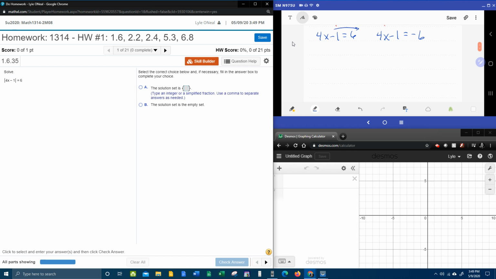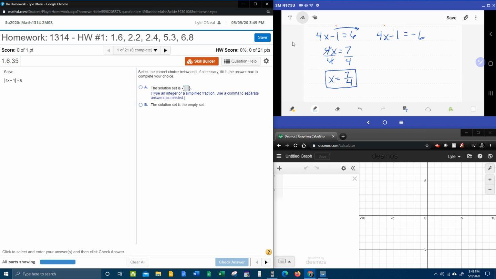So moving the negative 1 over, that's going to make that a positive. 6 and 1 gives me 7. Divide both sides by 4. Our first solution is 7/4. And let's leave that improper. That's the way I like it.